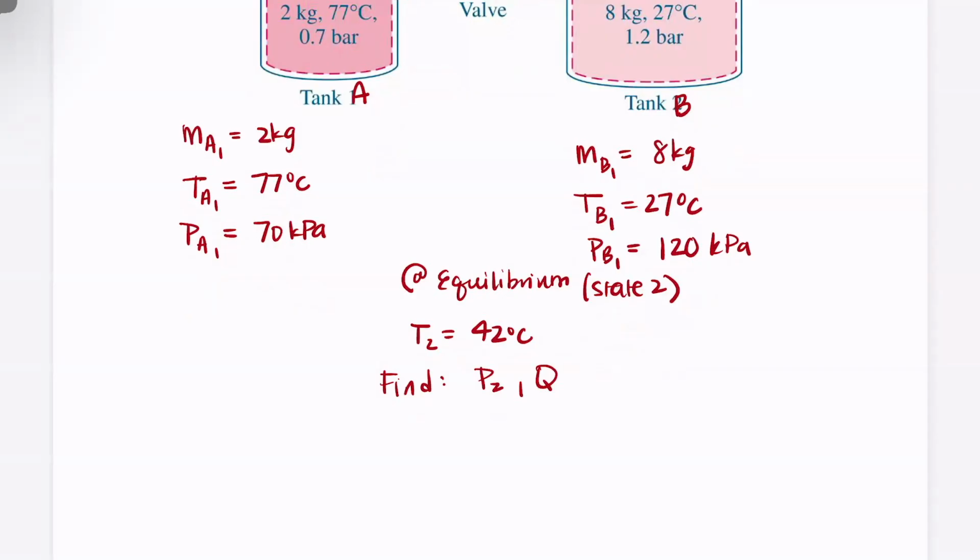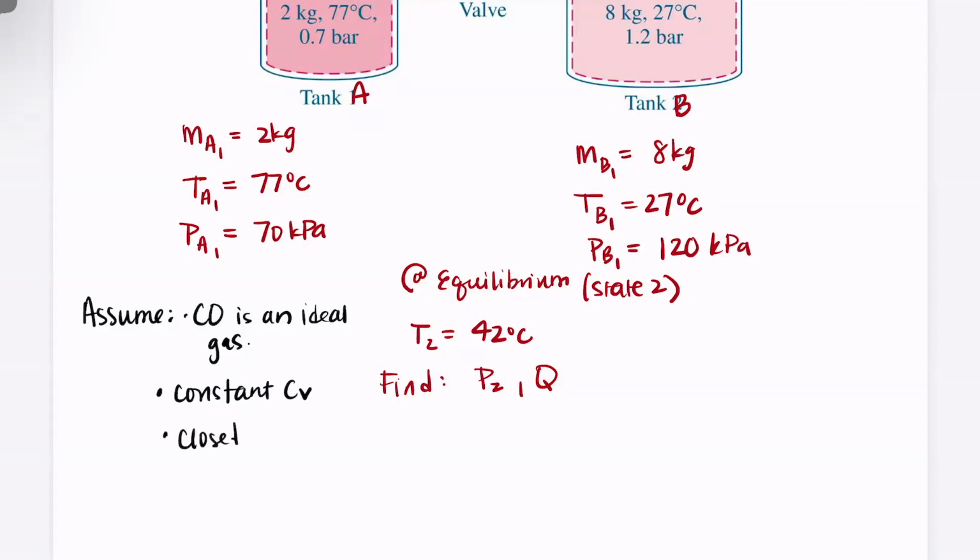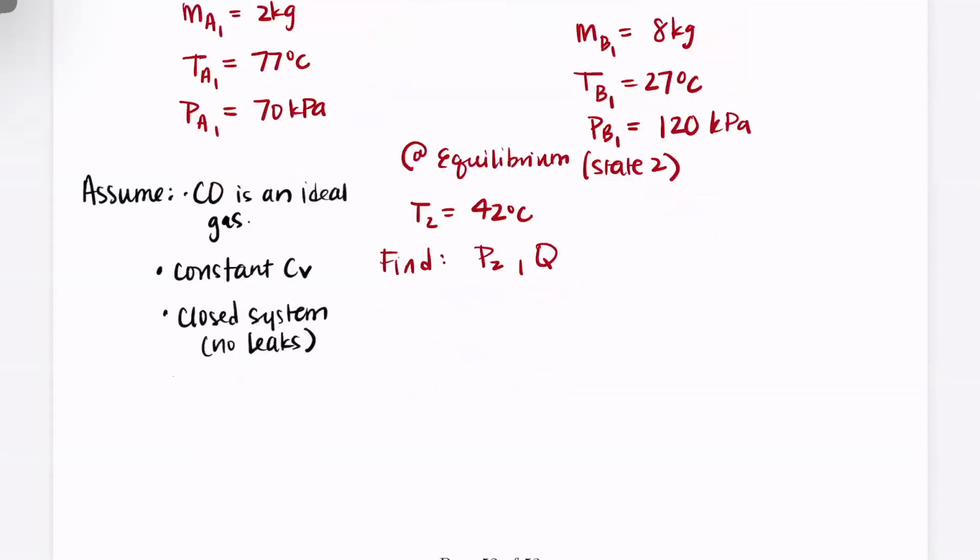Okay. We're going to make a couple of assumptions here. So we're going to assume the following. We're going to assume carbon monoxide is an ideal gas. We're going to assume constant specific heat. And we're going to assume a closed system, so no leaks. And last but not least, we're also going to assume that these are rigid tanks, which means that our volume's not changing, so we don't have any boundary work, right?